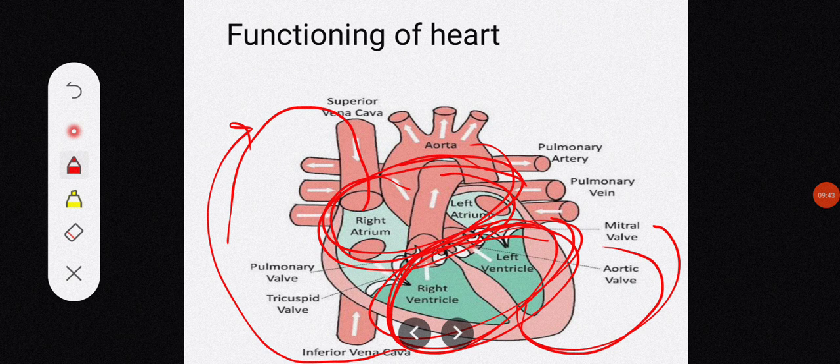So I'm ending this class here. In the next lecture, I'll be discussing how the contraction of the atrium or ventricle is actually happening, and how the heart is functioning properly because of this contraction. The whole process I will be discussing in my next lecture.